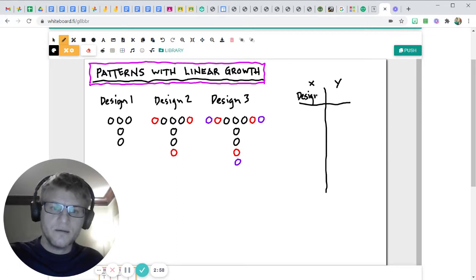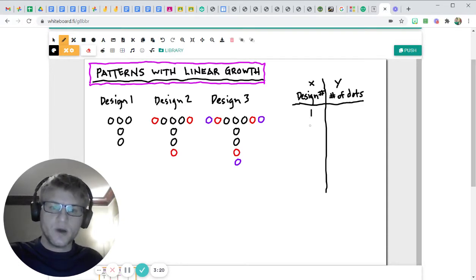Design number, very small, I'm barely fitting it. And over here, we're going to say number of dots, okay? And that's our totals, right? So we are basically comparing a design with the number of dots. Now, in this type of table, what you usually do is you start with the things that march along the x.